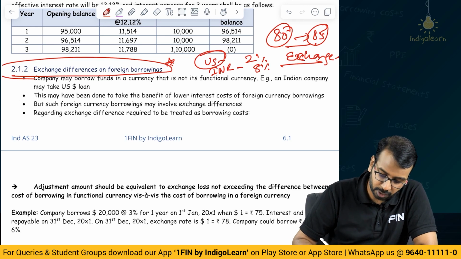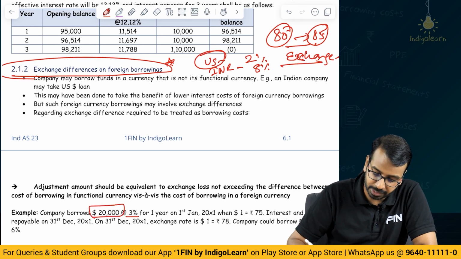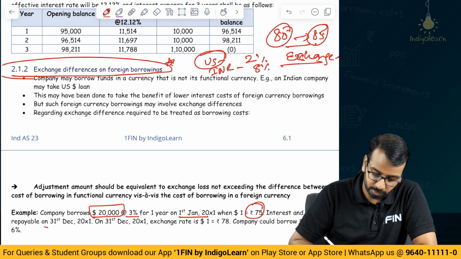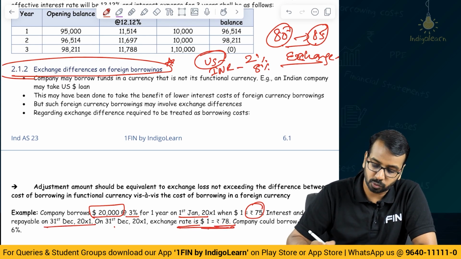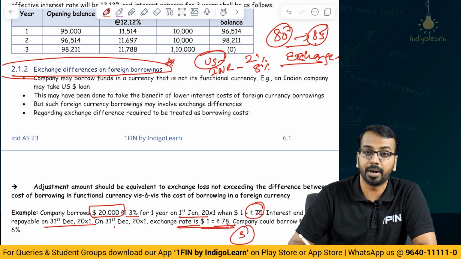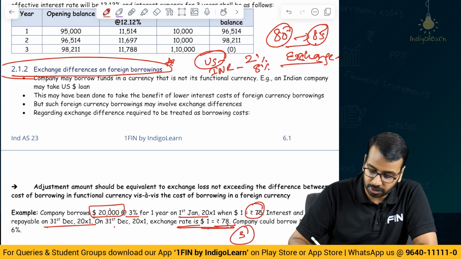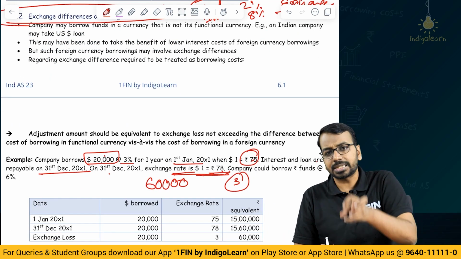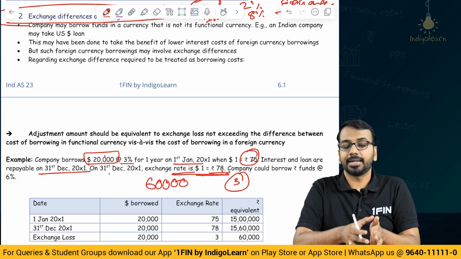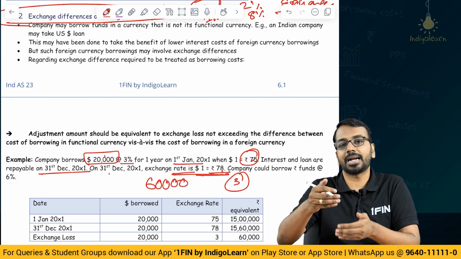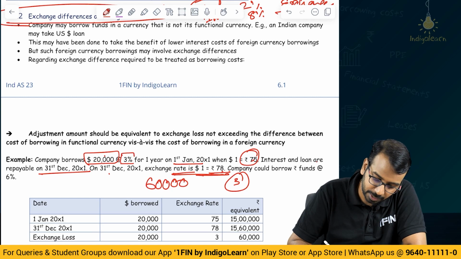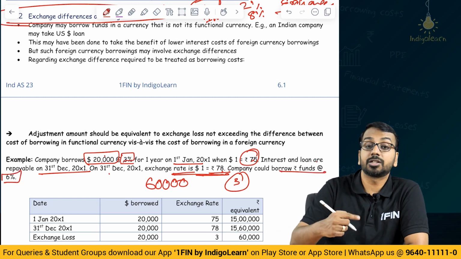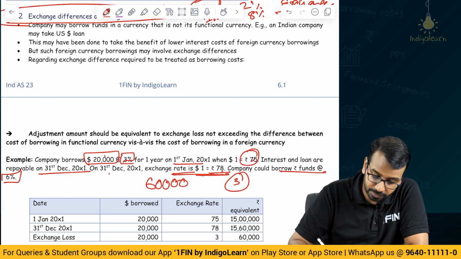For example, if a company borrowed $20,000 at 3% on 1st of January when $1 is 75. Interest and loan are repayable on 31st December. On 31st December, the exchange rate is 78. So 75 to 78, this 3 rupees movement is called exchange difference. On 20,000 into 3, you have an exchange difference of 60,000. Now, what the standard says, out of this 60,000 of exchange difference, part of it is actually compensating the interest that I have saved. Here the rate is 3% and INR funds can be borrowed at 6%. So we are paying less interest, but we are losing on the exchange rate.